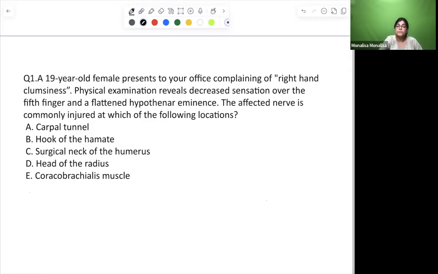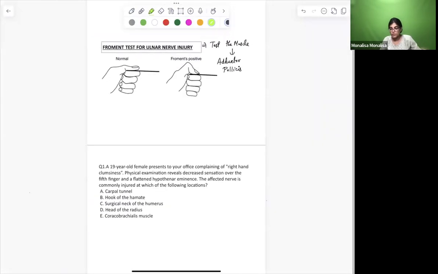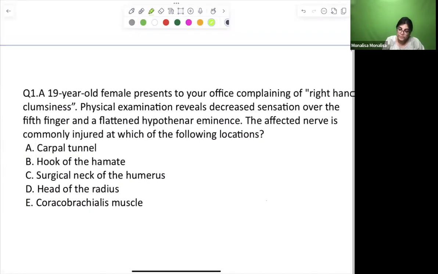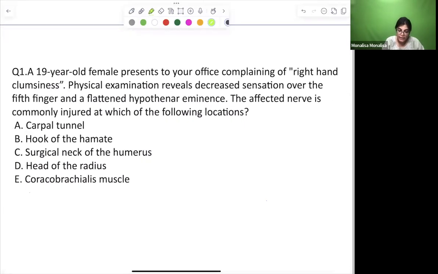Yes, Froment test and Book test are for ulnar nerve. Now coming to the answer, it is given as B. Here there is injury and flattening. In this question, the injury is in the right hand, with clumsiness of the fifth finger and flattening of hypothenar muscles. So the nerve injured is the ulnar nerve, and we know that the ulnar nerve passes close to the hook of hamate.